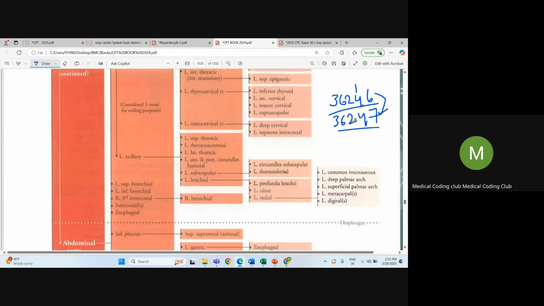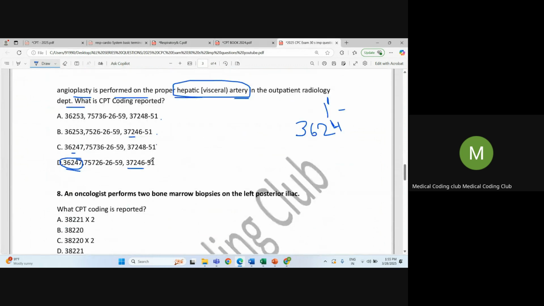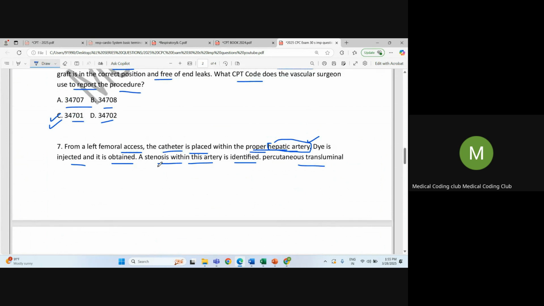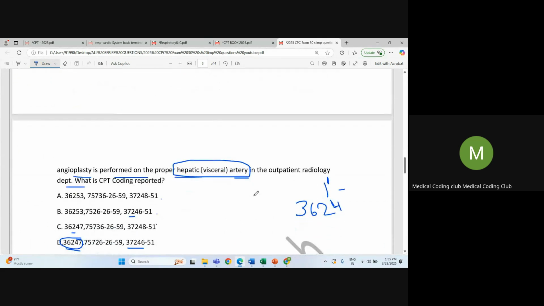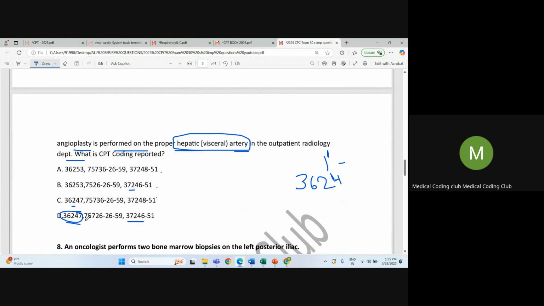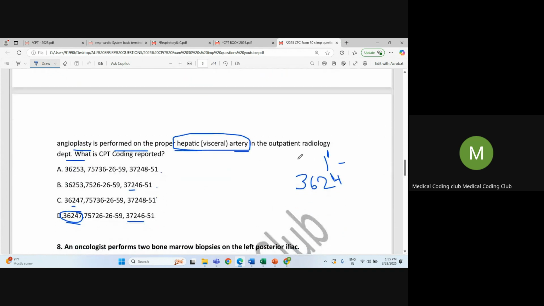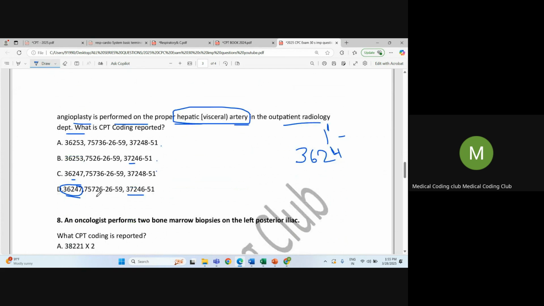36247 is correct. 36247 is correct. And you have the option also 36247. And then 37246 is your angioplasty code. Okay, angioplasty code, I think. Yeah, percutaneous transluminal angioplasty. And then for outpatient radiology department, the professional service you can use, and check this code description.